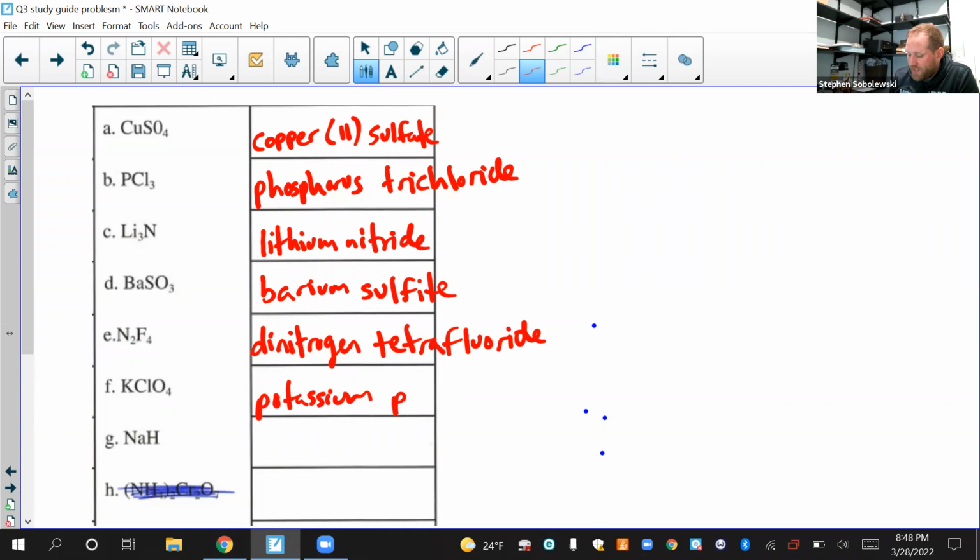ClO4 is perchlorate. Potassium perchlorate. NaH, we don't see H too much in here. H can either act as a positive or as a negative. And in this case, we know it's negative because it's on the opposite end of a sodium. Sodium is positive, so in this case, hydrogen is negative. So we're going to call this sodium hydride, hydride, because it's the anion version of hydrogen.